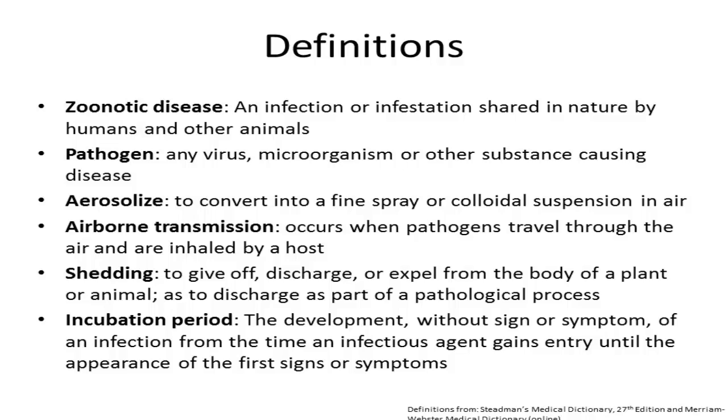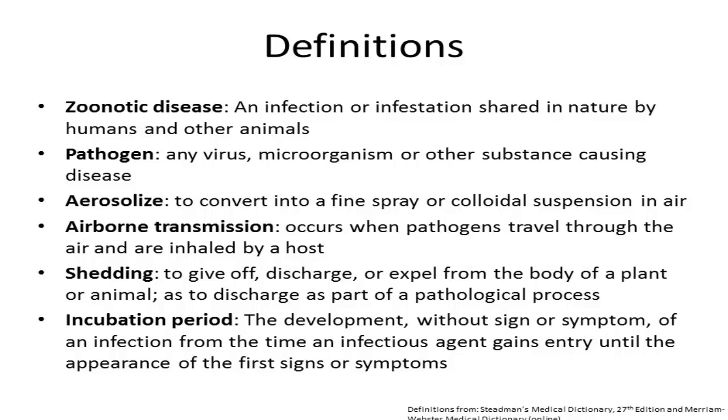When these disease pathogens are aerosolized, meaning the pathogens are converted into a fine spray or suspension in the air, they travel through the air and are then inhaled by a host, resulting in airborne disease transmission. Once an animal or human is infected, they can infect other individuals when they are shedding the disease pathogens. Shedding is the active process of discharging disease pathogens, which can then become aerosolized and inhaled by other individuals, continuing the cycle of airborne disease spread.